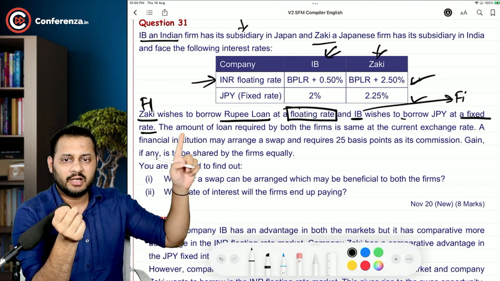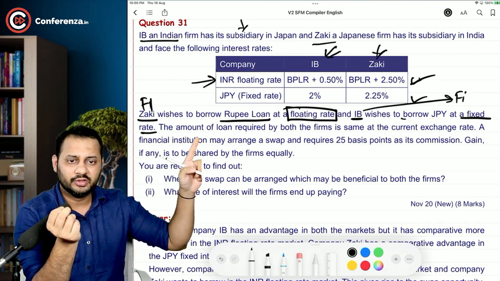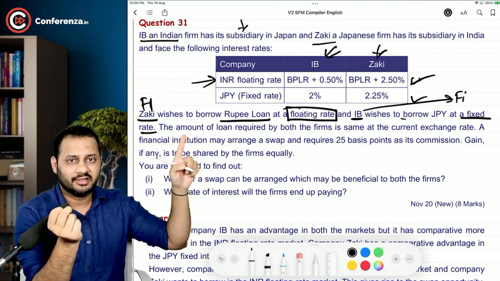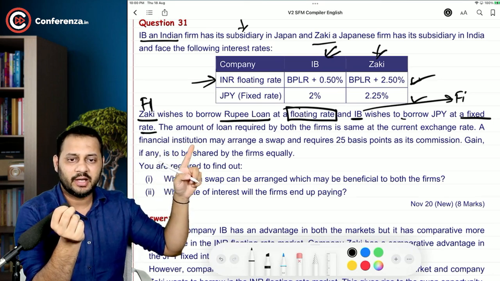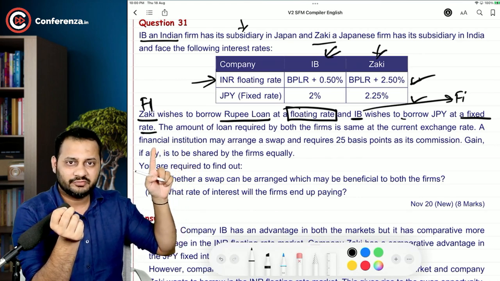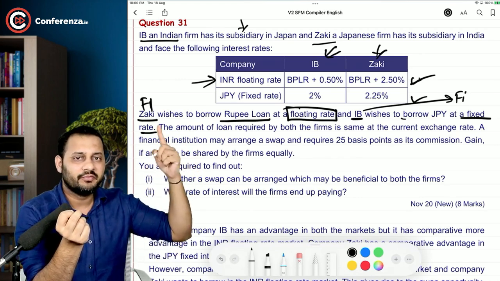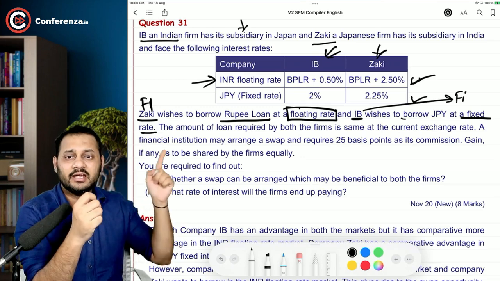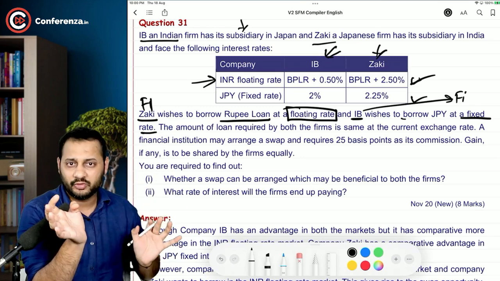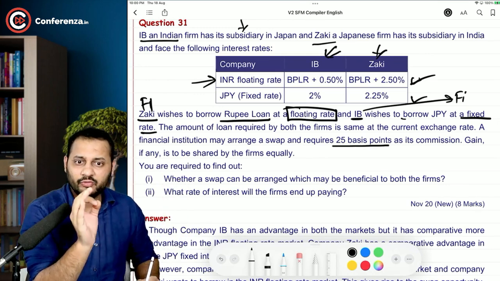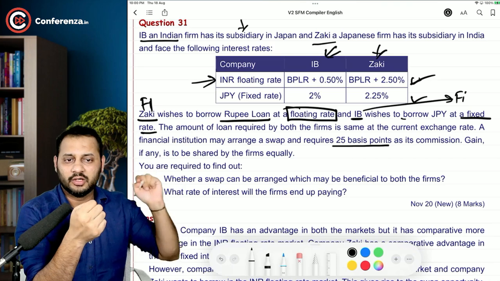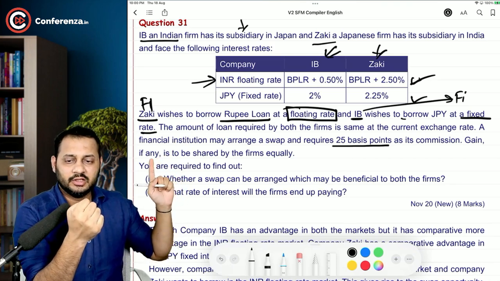The amount of loan required by both the firms is the same at the current exchange rate. A financial institution may arrange a swap and requires 25 basis points as its commission. So this is a financial institution which can come in between them as an intermediary, and it can help them do all the processing work. But it requires 25 basis points, 0.25% of the total loan amount, as its commission.